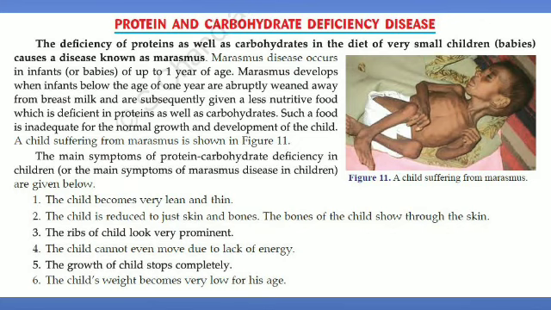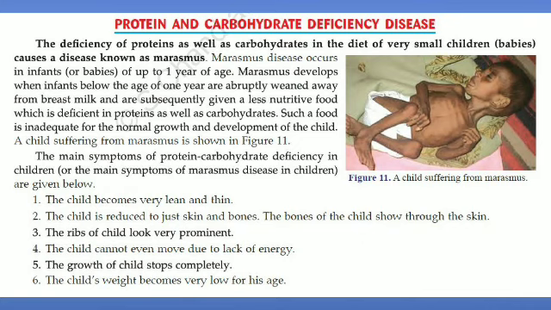Then what happens after that? After that, they are not even provided enough supplementary food which is rich in protein and carbohydrates. So they are totally lacking nutrition in their food. Understand? Such a food is inadequate for the normal growth and development of the child. Means they are undernourished. So that hampers their normal growth and development.